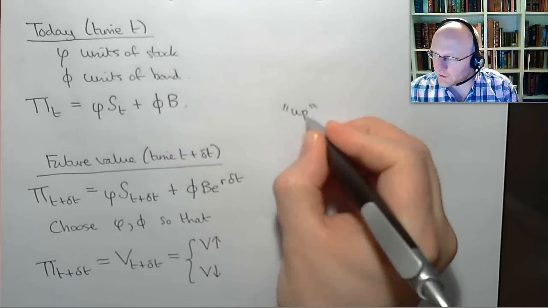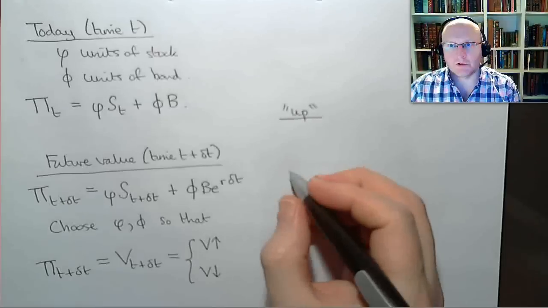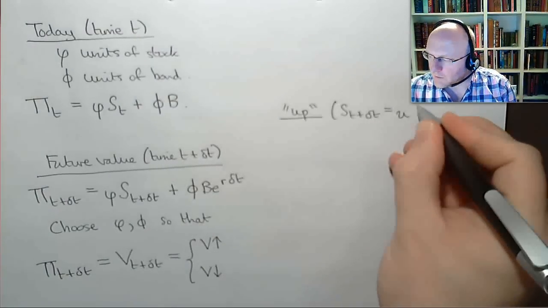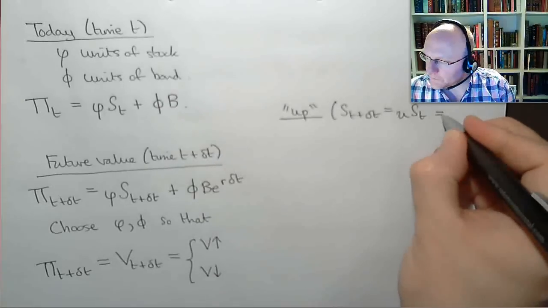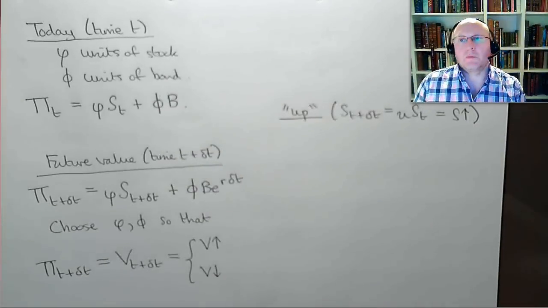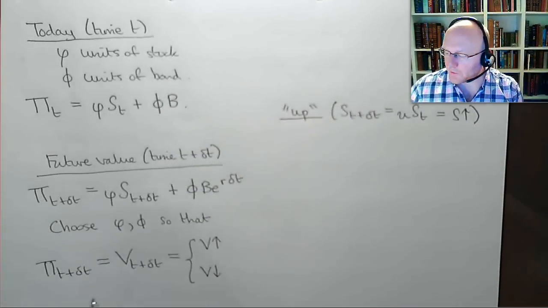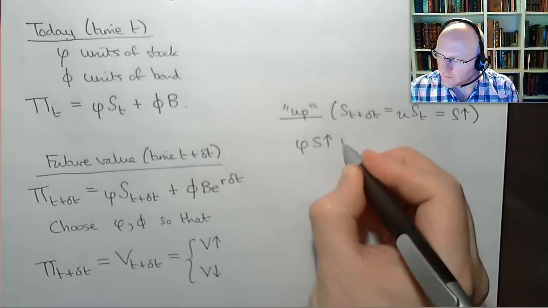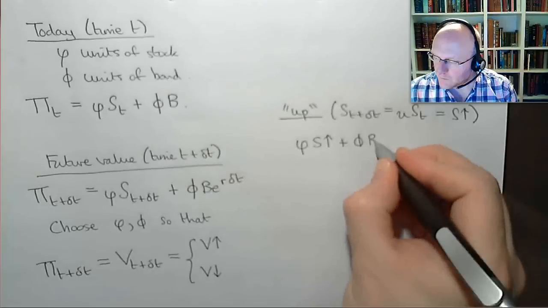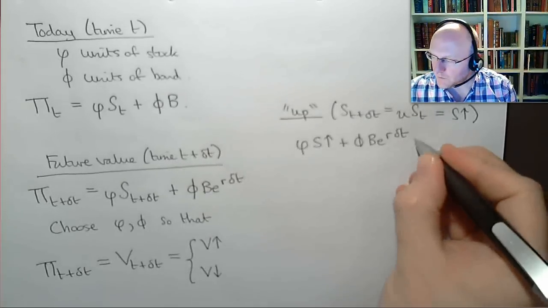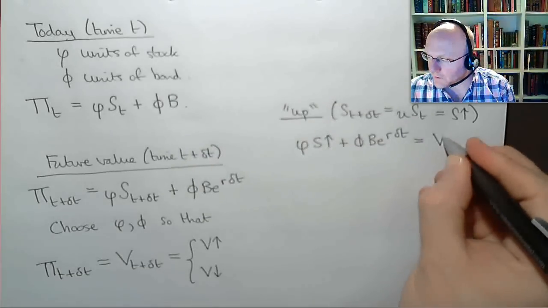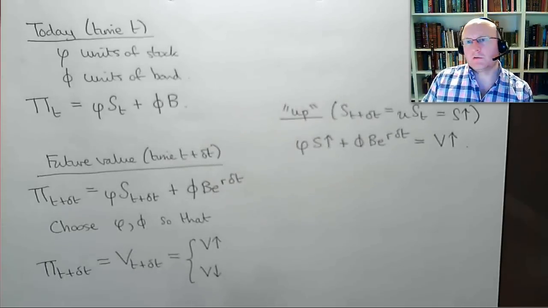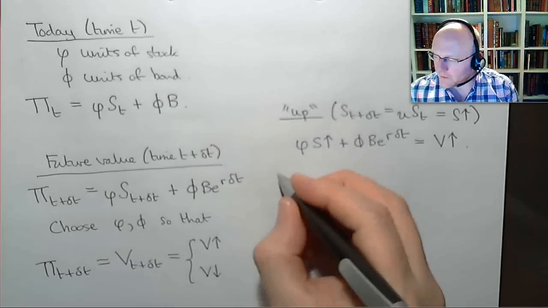So the first is the up scenario, where the stock price moves up. Now in this scenario, the future stock value is the up value, S up. So in this case, let's see what we get. So our future portfolio value on the left has got to be equal to our option value. Okay, so that gives us one equation in two unknowns here. What about the down scenario?